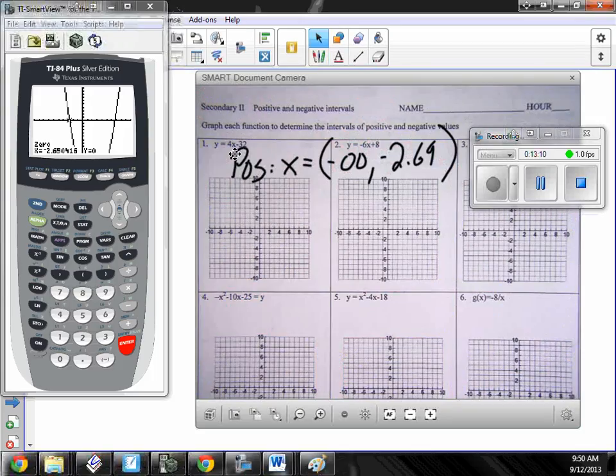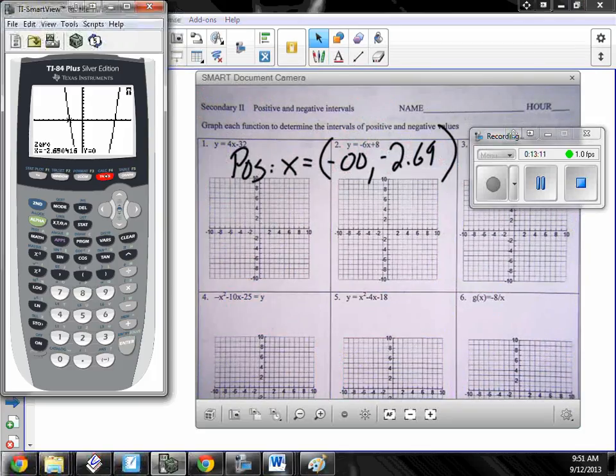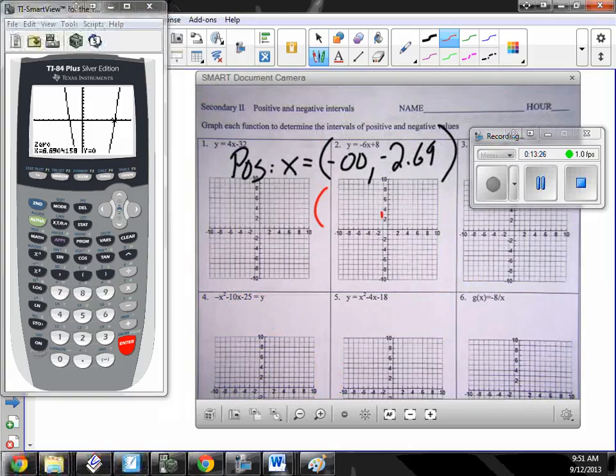And the other one, it looks like it's about, what is that, 7? So I'll say 6, 8, and my guess will be 7, 6.69. So what's my second interval of x? My positive interval of x. 6.69, comma, infinity.